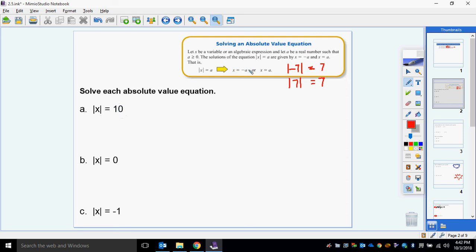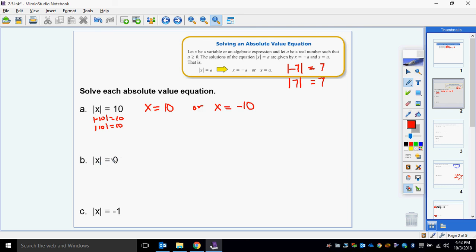Well, there's two different options. x could either be a positive 10 or x could be a negative 10, right? Because if you take the absolute value of -10, you get 10, and if you take the absolute value of 10, you'd also get 10. Okay, so we typically have two solutions when we're dealing with absolute values.